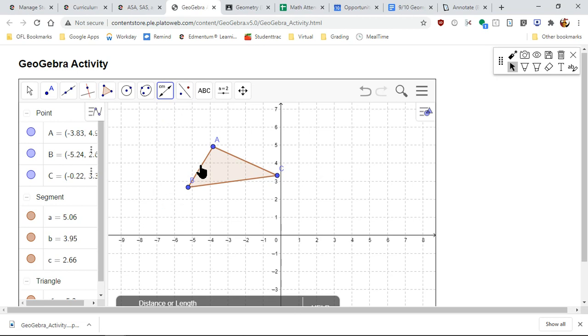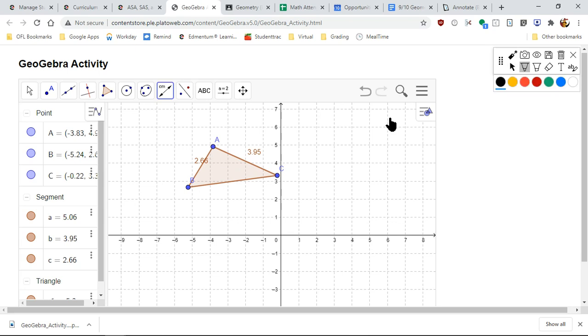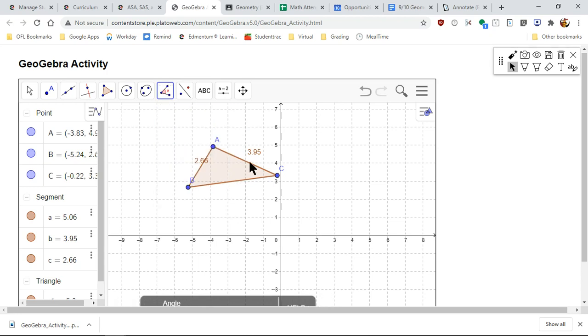I'm going to go distance or length. I'm going to measure this side and this side. And the included angle I want to measure is angle A. I always want to go counterclockwise. So that means I want to go from C to B if I want to include angle A. So I'm going to go to my measuring tool. I'm going to go C, A.